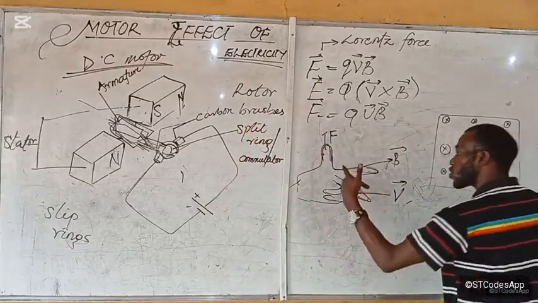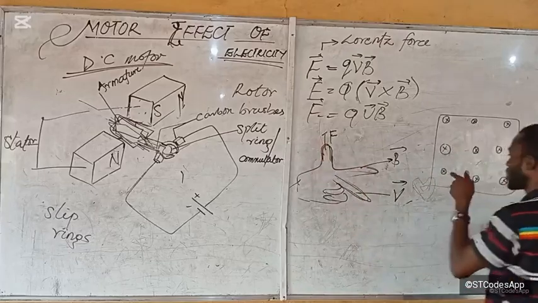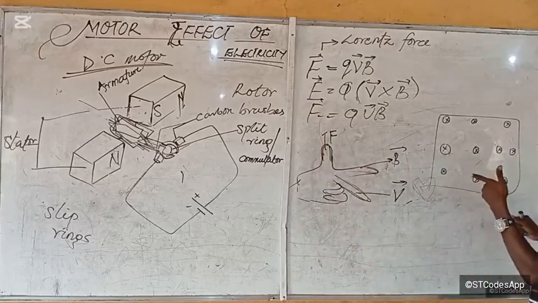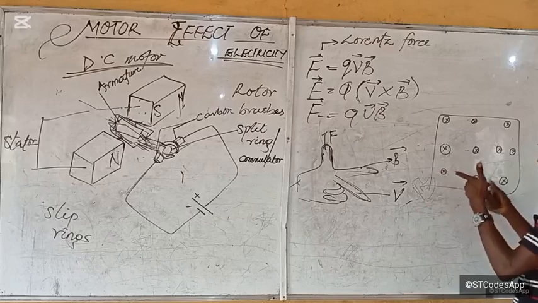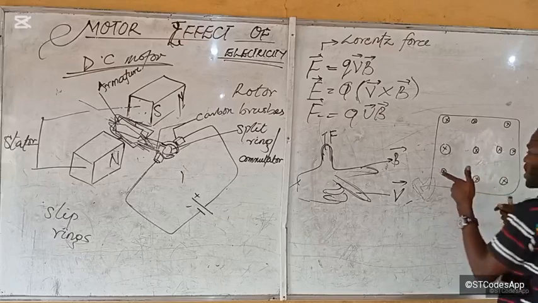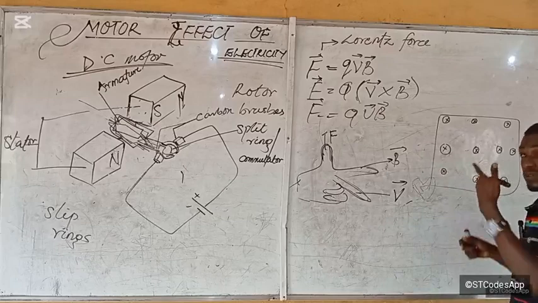Is that okay? So in this place, the magnetic field is into the board. Where will your velocity be? The velocity will be rightward, right? Is that okay? If the velocity is rightward, your velocity can be anywhere, is that okay?